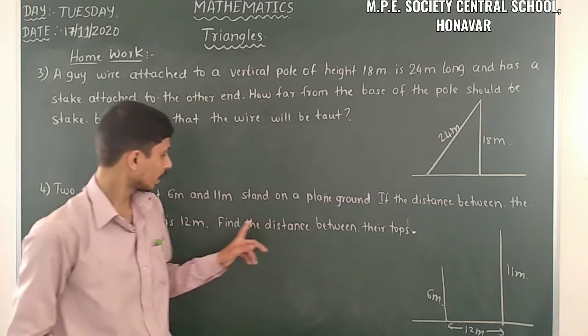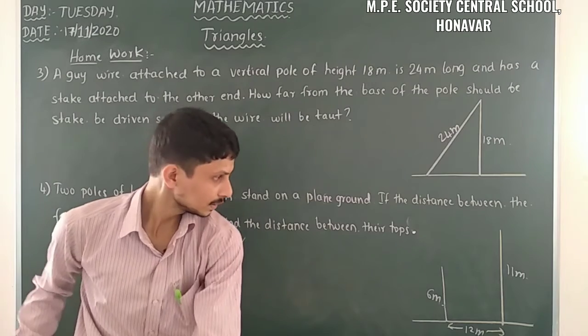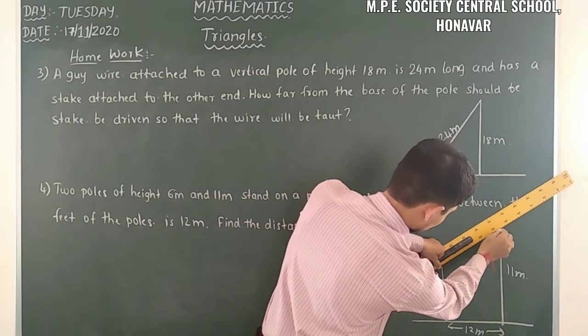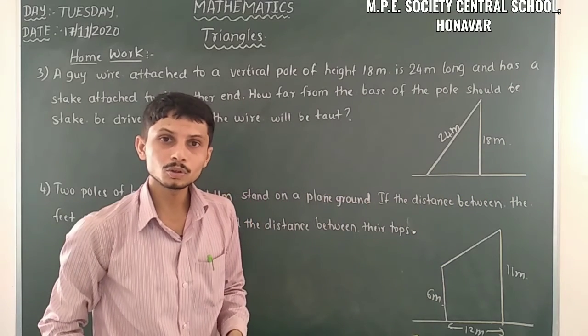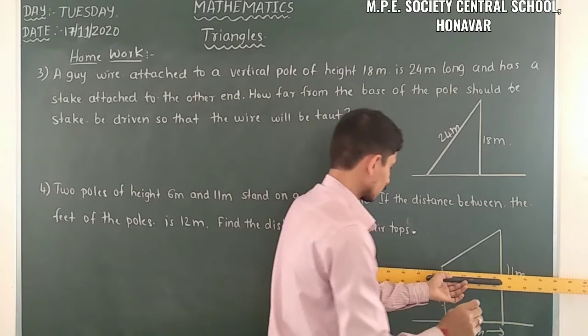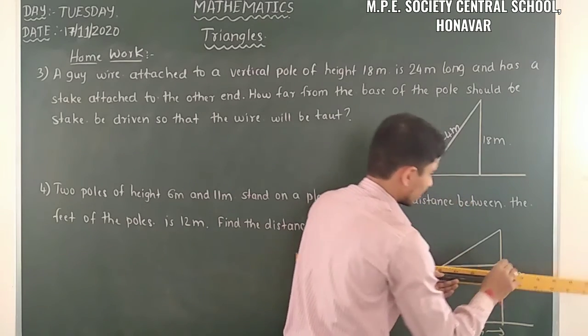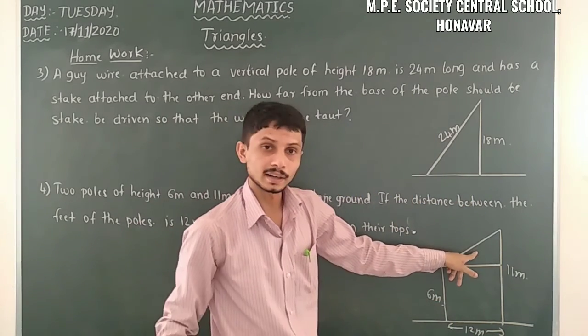And then we have to find out the distance between the tops. So that means here we have to find out this distance. For that, what you have to do? So we have to draw a perpendicular. So here just observe, it forms a right angle triangle.